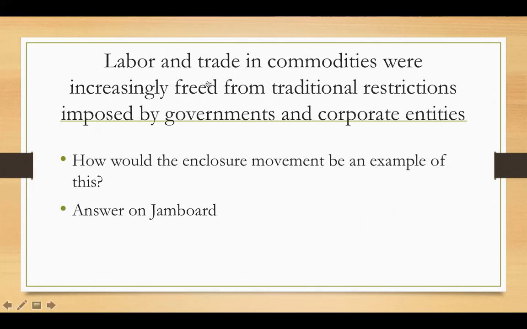Instead of notes, go to slide 3 and write your sticky. How would the enclosure, you see the sticky said, how would the enclosure movement be an example of this? So how does the enclosure movement show this freedom from traditional restrictions? Answer the sticky on slide 3 of the Jamboard. Pause me and do that.